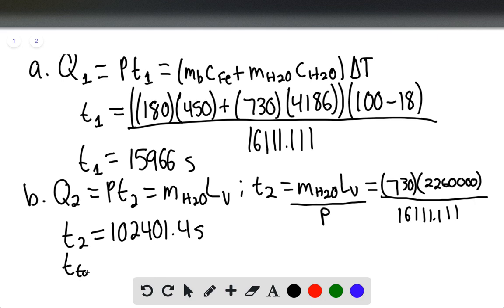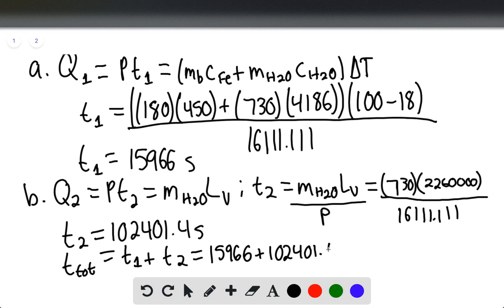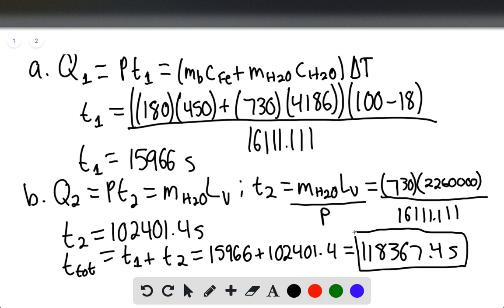So the T total to boil off all of the water would be simply equal to T1 plus T2, or 15,966 plus 102,401.4, and this is going to give us 118,367.4 seconds. So this would be the total time needed to boil off all of the water.